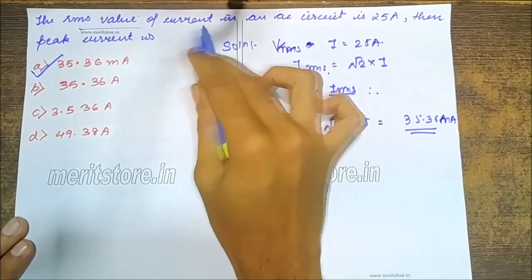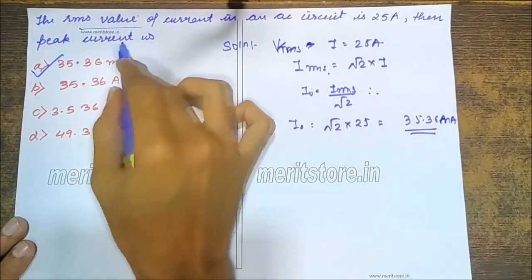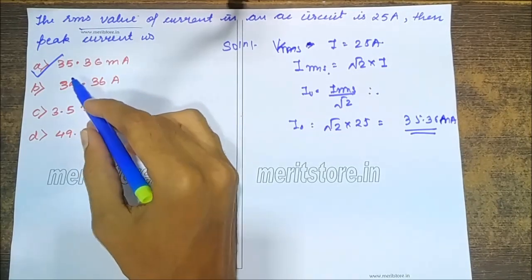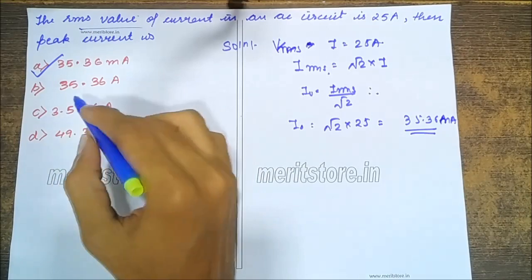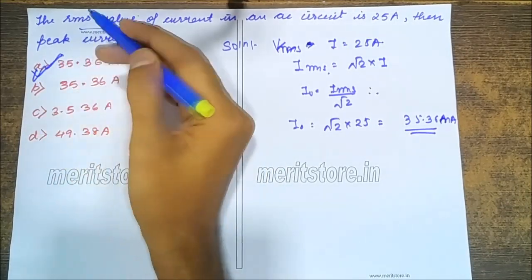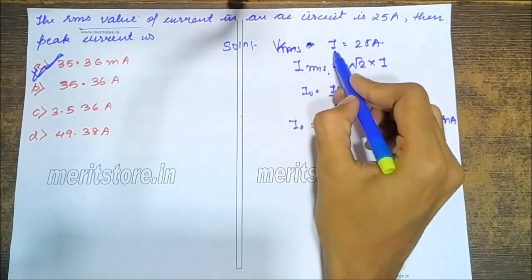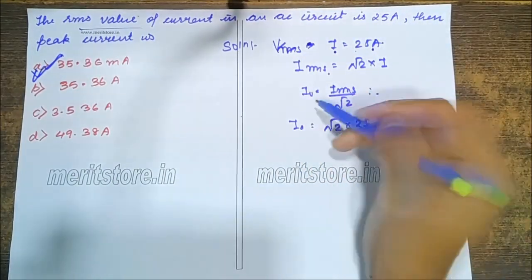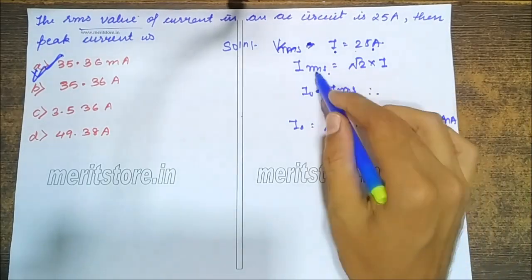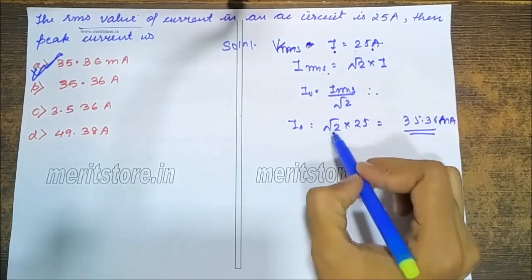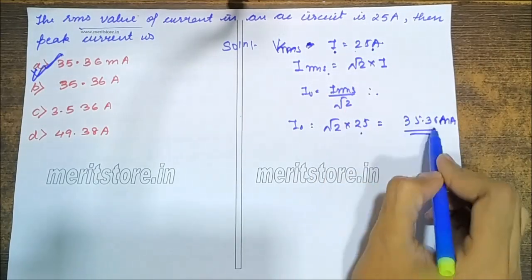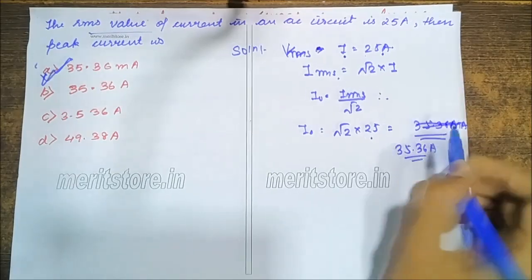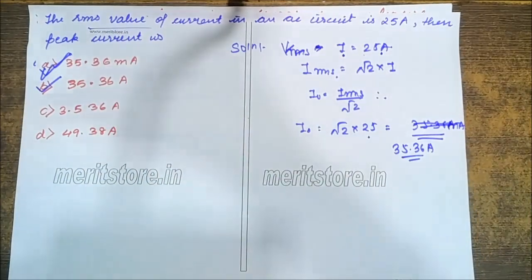The RMS value of the current in an AC circuit is 25 amperes. Then the peak value is, we have the options 35.36 milliamps, 35.36 amperes, 3.536 amperes, or 49.38 amperes. So here we are given the RMS current, that is 25 amperes, and the relation between the peak current and the RMS current is I naught equals I RMS upon root 2. So I naught becomes root 2 into I RMS, where root 2 multiplied by 25 gives you 35.36 amperes of current. So here option B is the correct option.